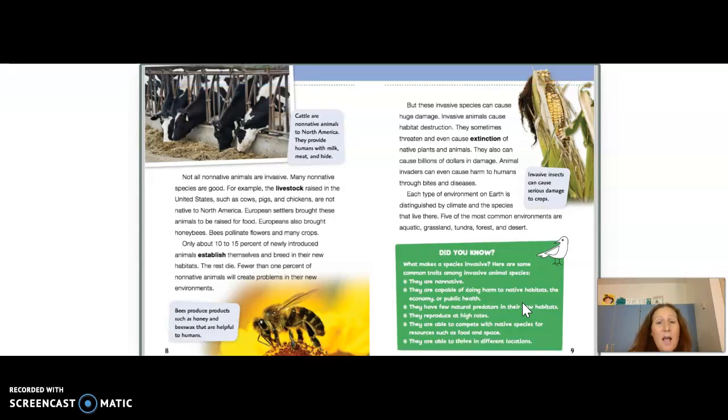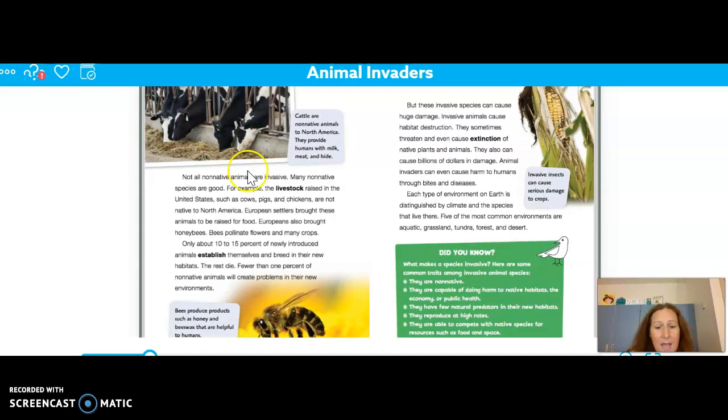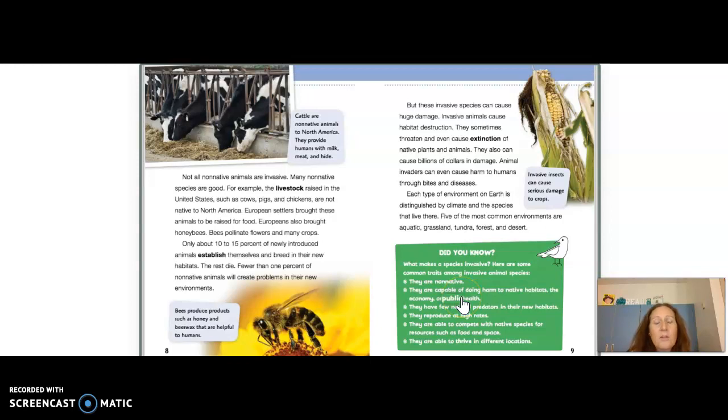Now it's the time for you to try it out. Now it's the you do part. You need to pull up the book. You need to have your paper and pencil out. You need to be looking at the pictures. I see some cows up here. I see some bees over here. I see some corn here. I see a did you know. You need to be going through the whole book and looking at those pictures.